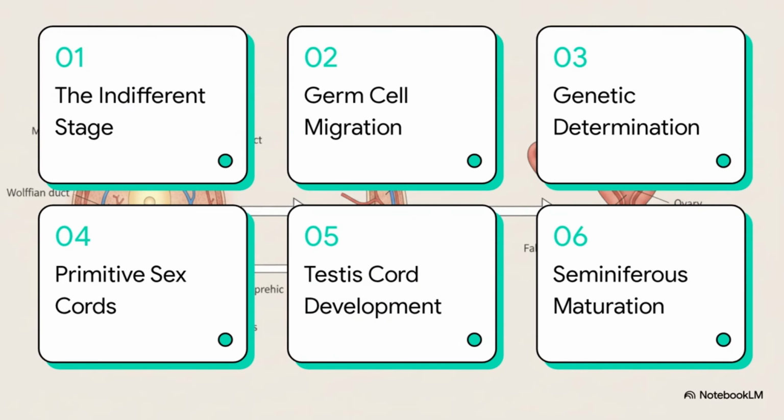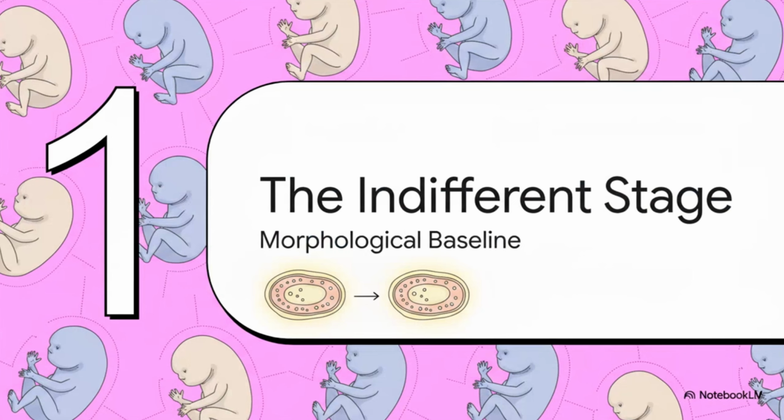Here's our roadmap. We're tracking development chronologically today. 1. The indifferent stage. 2. Primordial germ cell migration. 3. Genetic sex determination. 4. Primitive sex cords. 5. Testis cord development. And 6. Seminiferous tubule maturation. Starting off with part 1, the indifferent stage, our morphological baseline.